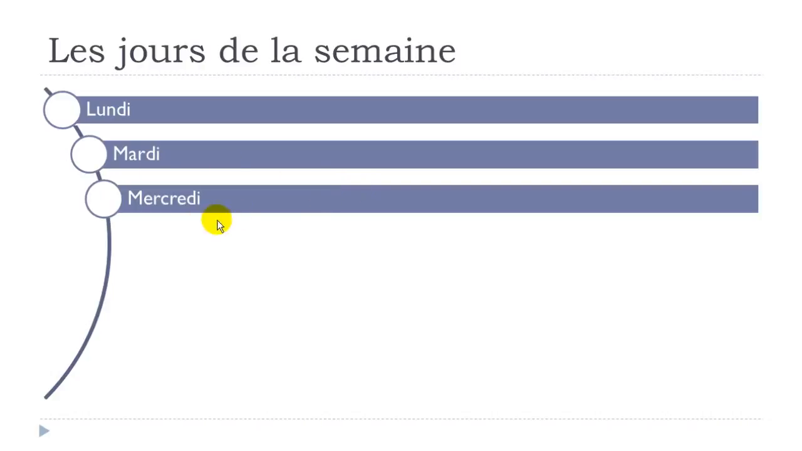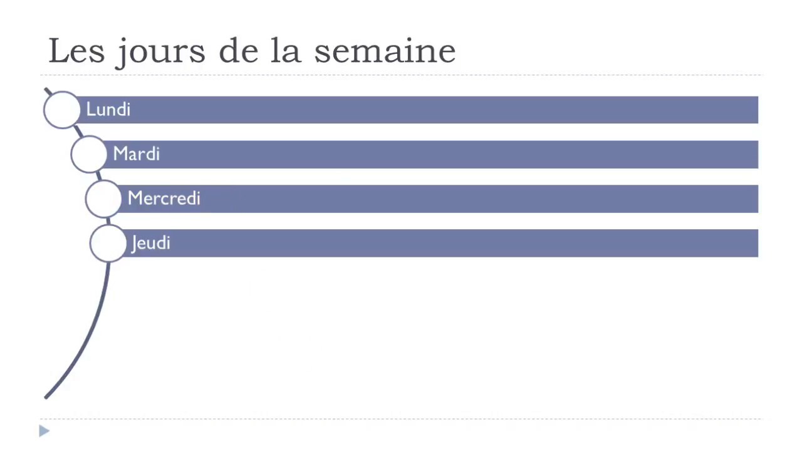The next one is mercredi, Wednesday. Next one, jeudi. Remember, when you combine this U, you get the sound jeudi. So I insist a little bit, so make it softer. Jeudi.